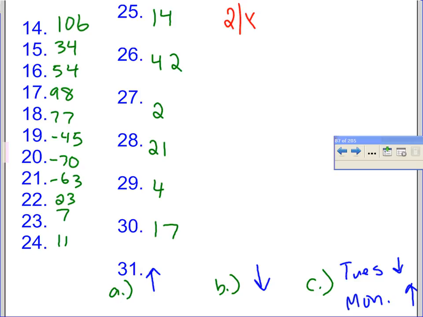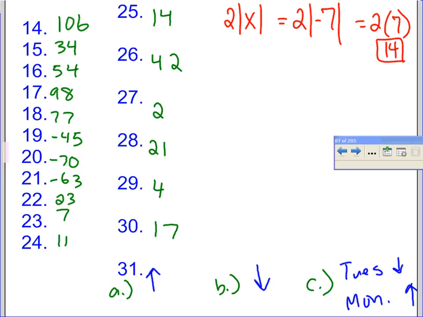25 is 2 absolute value of x. We know x is -7. So Emma M, what is the absolute value of -7? Good. So what's 2 times 7? There you go. Okay. Charles. Oh, I thought that was a hand. Mary?